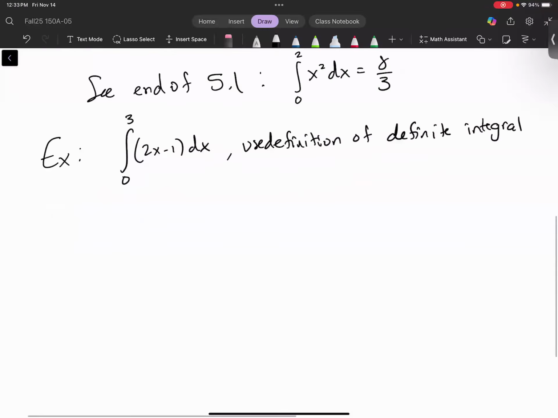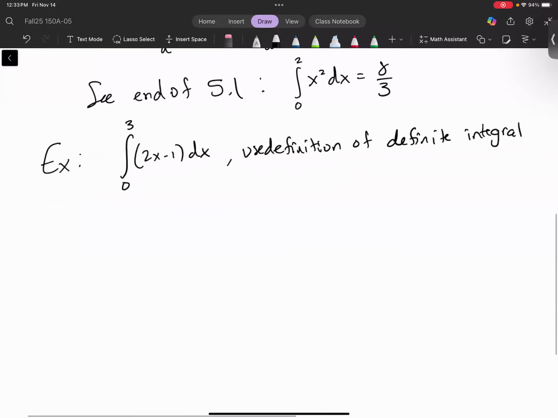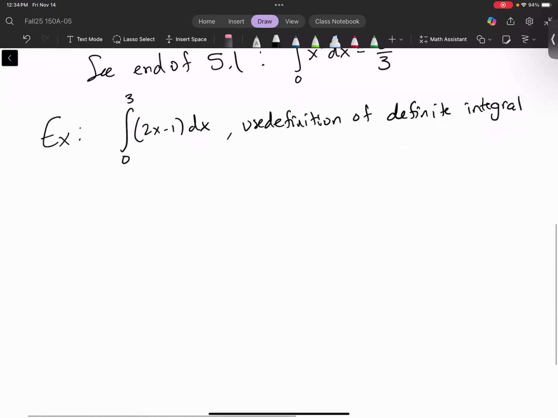If you want to try this on your own, the process is going to be basically exactly the same as the example we did at the end of 5.1. So go ahead and pause here and try this on your own. Look back at the other video if you need to. Okay, all right, so let's go and do this.